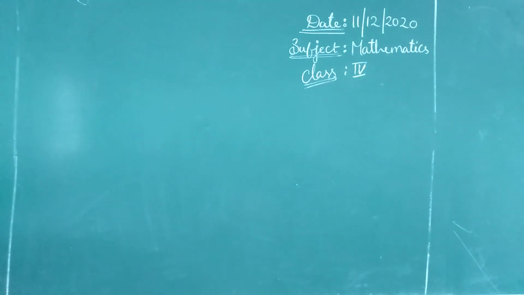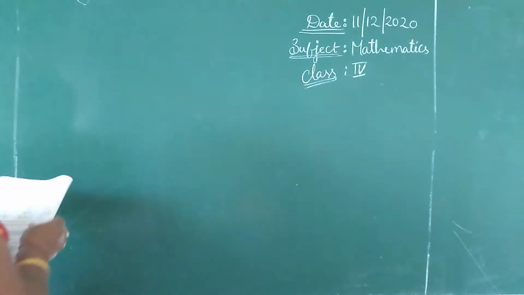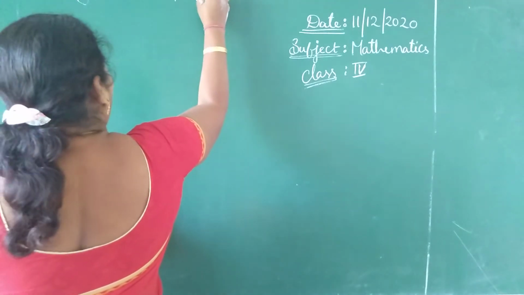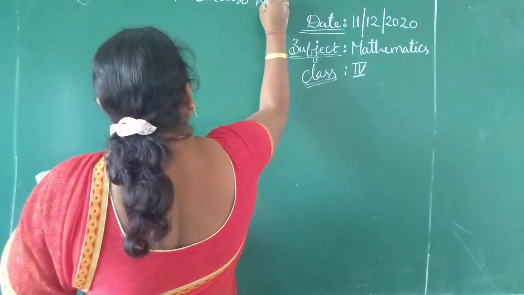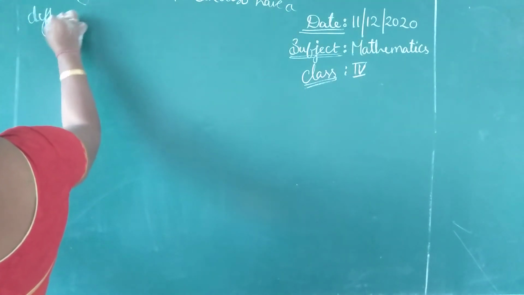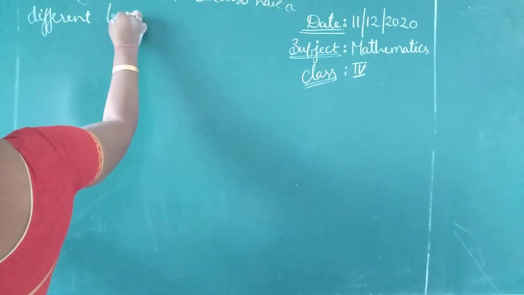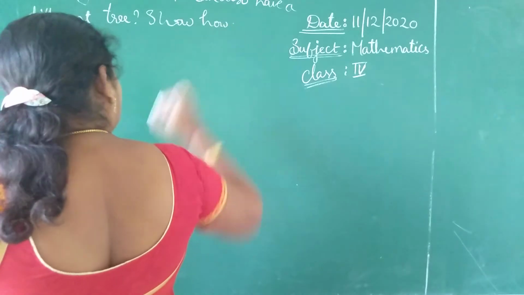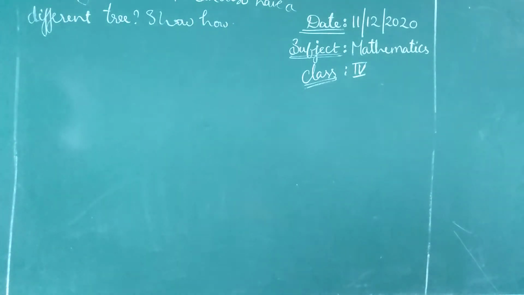See the first one. Do you think 12 can also have a different tree? Show how. How can we draw the factor tree of 12 in different ways? This is the question. Okay, let us start it.